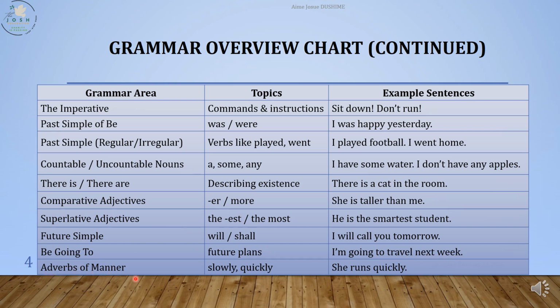Adverbs of manner tell us how an action is done. Slowly, quickly, and take adjective plus ly. She runs quickly.